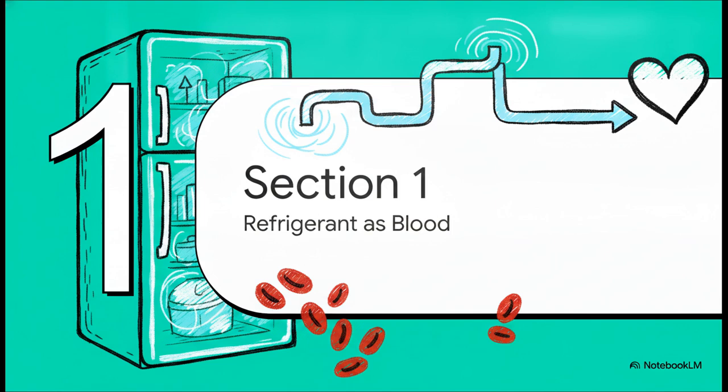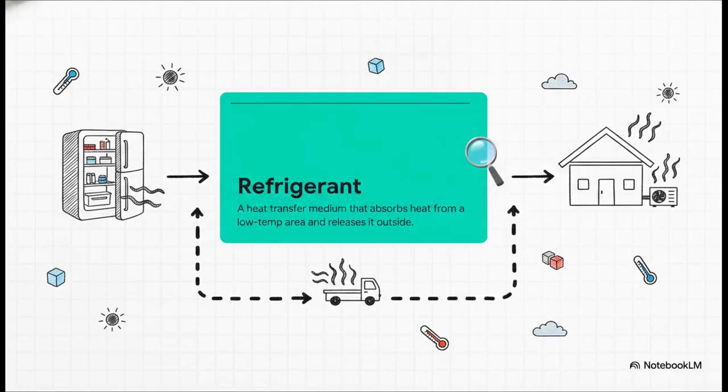All right, Section 1, Refrigerant, the blood of refrigerators. Let's figure out what exactly this stuff is. At its absolute core, a refrigerant is just a heat transfer medium. Think of it like a delivery driver, but for temperature. It's a highly specialized substance that constantly circulates inside your refrigeration system, and its entire job, literally the whole shebang, is to absorb heat from a low-temperature area like the inside of your fridge or your living room, pack that heat up, drive it over to a high-temperature area outside, and just release it.